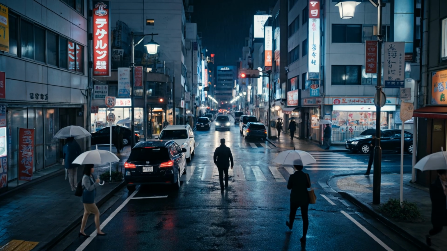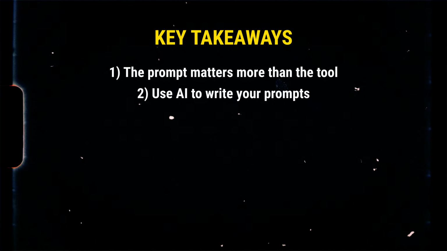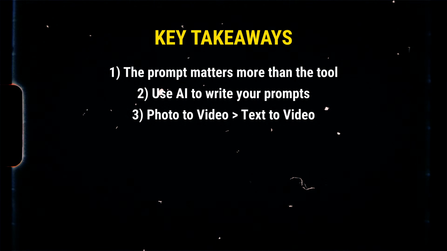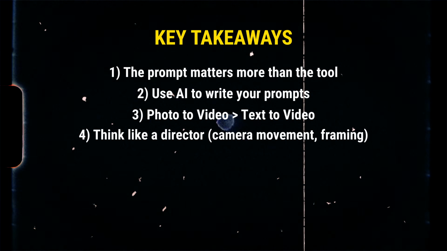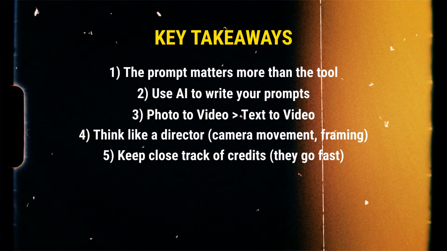So if I had to summarize everything that I learned after spending $1,000 on AI video, it would be this. Your prompt matters more than the tool. Use AI to write your prompts. Photo to video is way better than text to video. Think like a director, not just a user. And be careful with credits because this gets expensive fast. AI video is getting really good, but right now the people getting the best results aren't using better tools. They're just using them better.